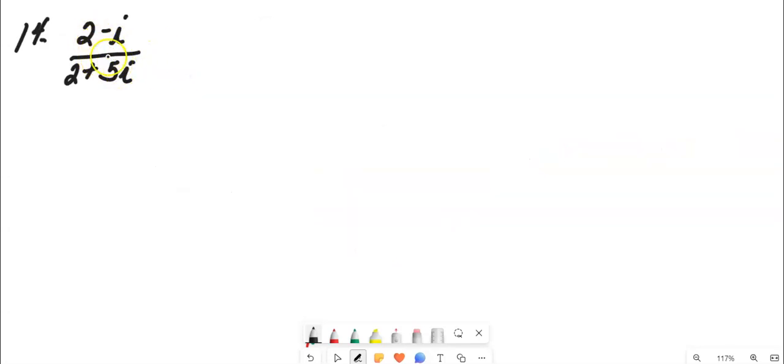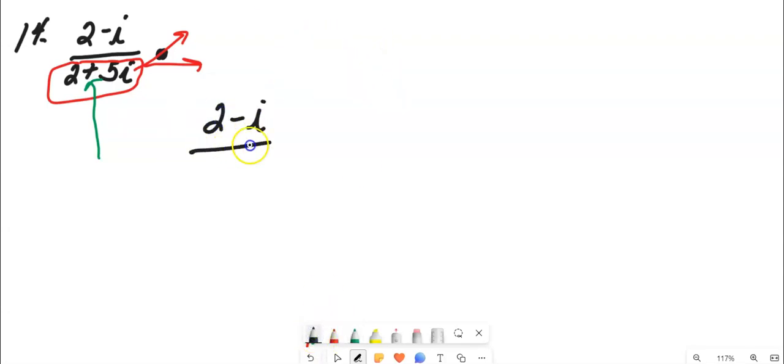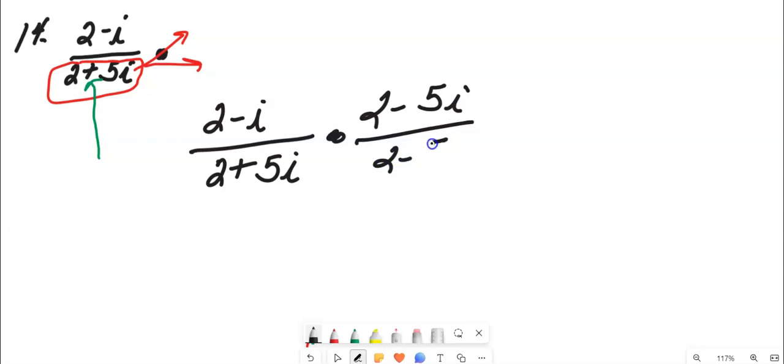Now, the only way we can divide with these imaginary numbers is we have to divide by the conjugate. And what do I mean by that? Whatever is sitting here, we're going to multiply here and here. However, this sign must change. Let me show you what I mean. 2 minus i over 2 plus 5i. Now we're going to multiply the top and the bottom by 2 minus 5i over 2 minus 5i.